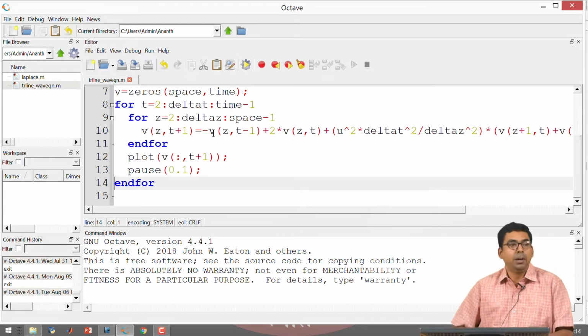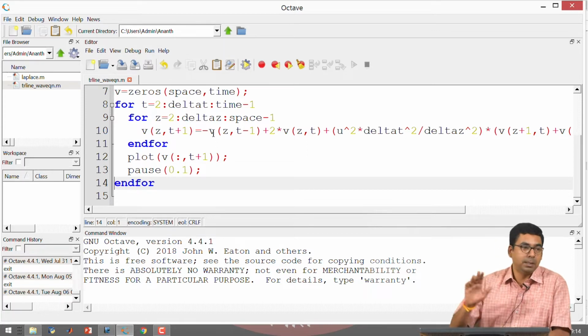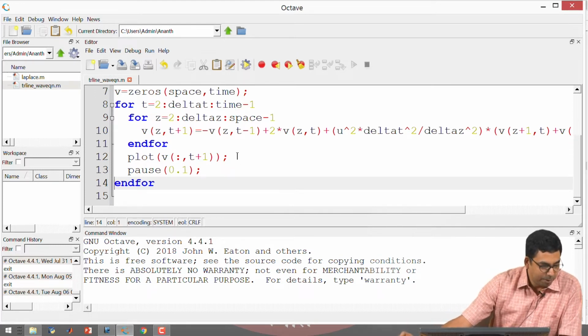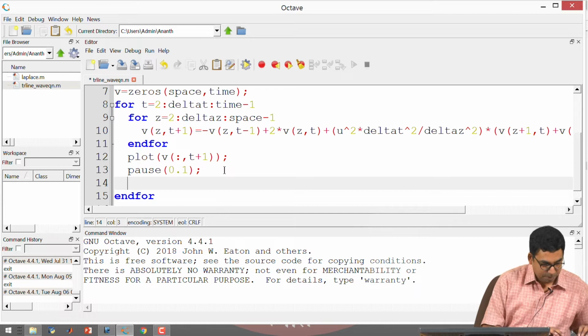Here, you are trying to solve the wave equation, but we have not provided any source of the wave. We have to define the source, where it is going to become 1 volt or 2 volts, etc., and then watch it with respect to time. So, I am going to provide that information over here.